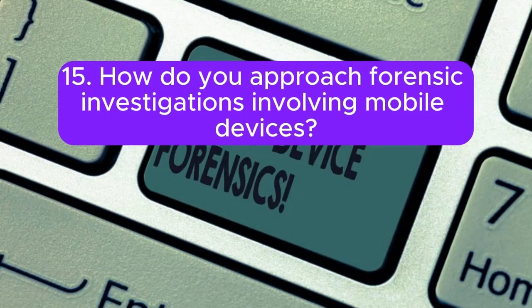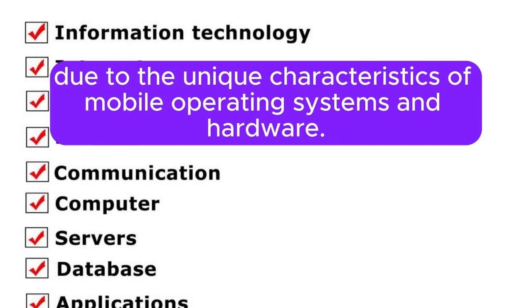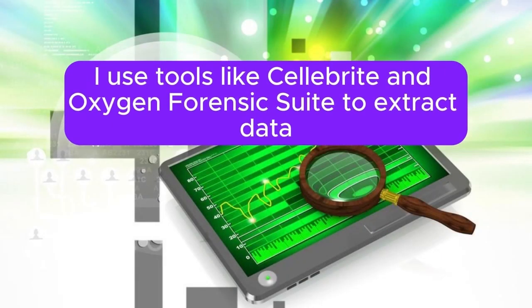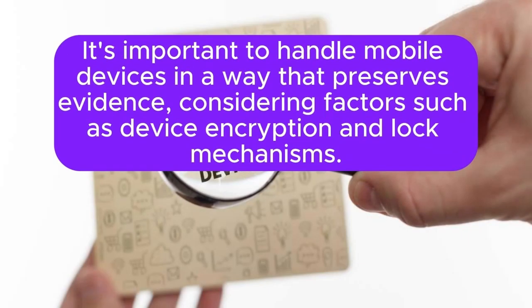15. How do you approach forensic investigations involving mobile devices? Answer: Forensic investigations involving mobile devices require specialized tools and techniques. Due to the unique characteristics of mobile operating systems and hardware, I use tools like Cellebrite and Oxygen Forensic Suite to extract data from mobile devices, including call logs, messages, emails, and app data. It's important to handle mobile devices in a way that preserves evidence, considering factors such as device encryption and lock mechanisms.